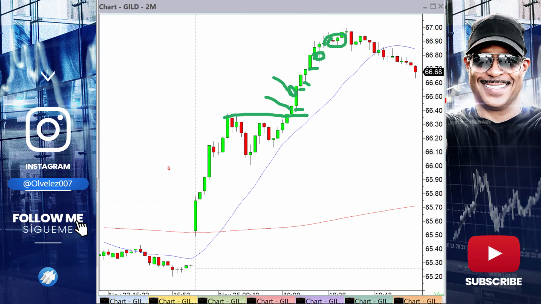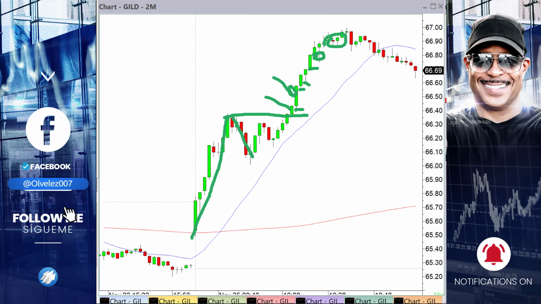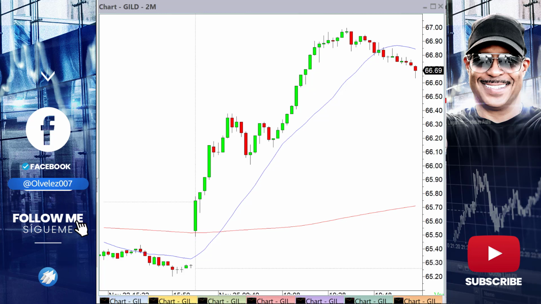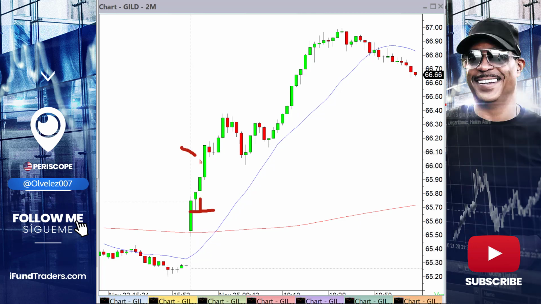But notice how this pullback definitely stays in the upper portion. And big bars actually hold. So let's look at the drops into the big bars. Look at this drop into the big bar. The top third holds. Look at this bar here. The top third of the bar holds.